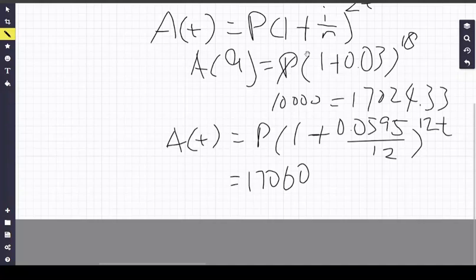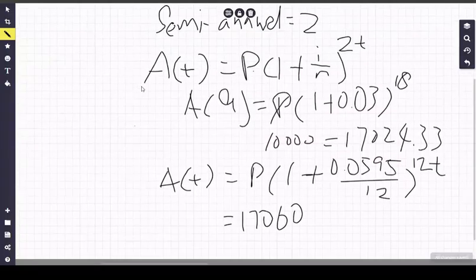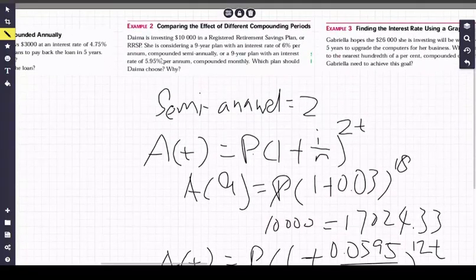Now, I want you to take notice that it's pretty much common sense. The more compounding periods you have, obviously the better. That's number one. But if these were at the same interest rate, it would have increased a little more, but it would not have been a huge increase.